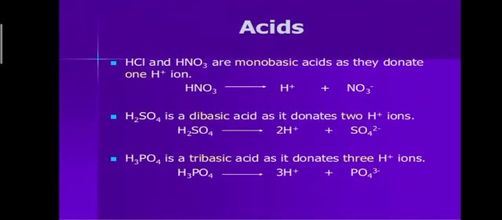For example, nitric acid dissociates in water to form hydrogen ion and nitrate ions. Sulfuric acid dissociates in water to form hydrogen ions and sulfate ions. Phosphoric acid dissociates in water to form hydrogen ion and phosphate ion. In all these three examples, you can see that hydrogen ion is formed in each case, which means that according to the definition, an acid is a chemical substance that dissociates in aqueous solution to give hydrogen ion.